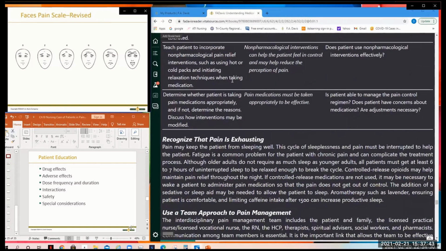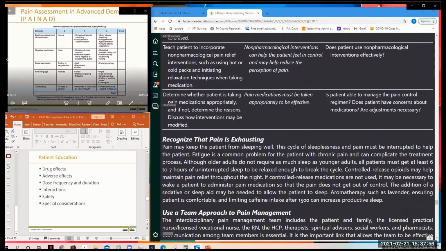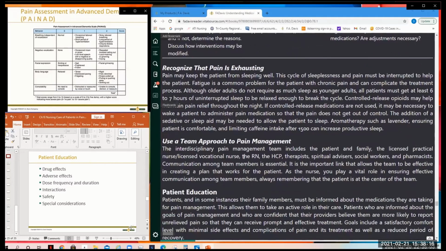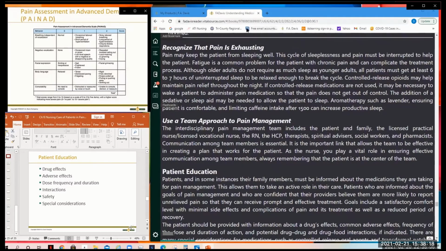Determine whether the patient is taking pain medications appropriately, and if not, determine the reasons. Discuss how interventions may be modified. Pain medications must be taken appropriately to be effective. Is the patient able to manage the pain control regimen? Does the patient have concerns about the medications? Are adjustments necessary?